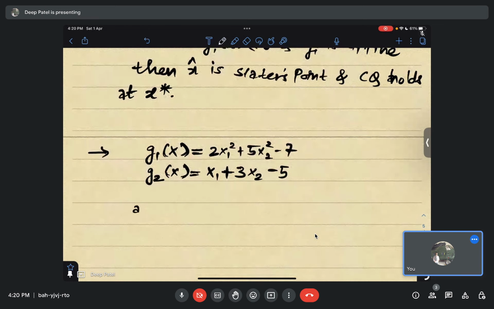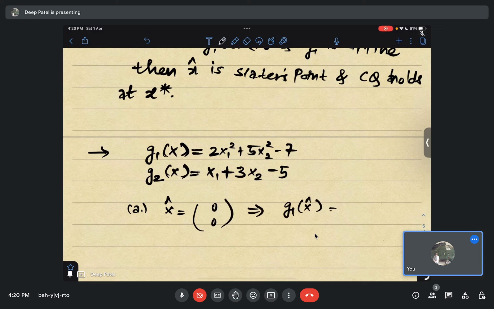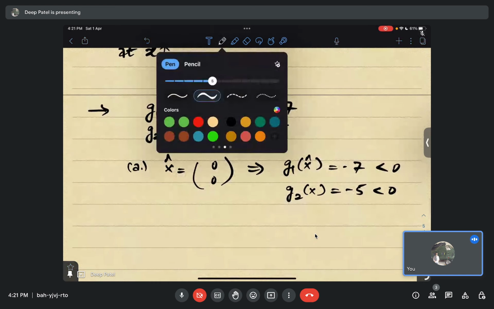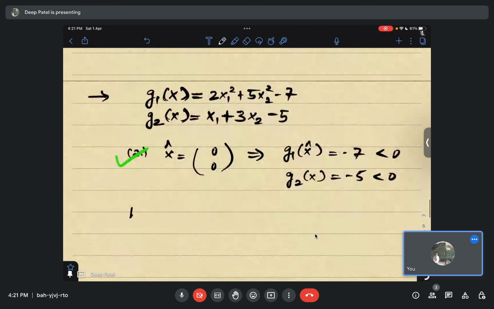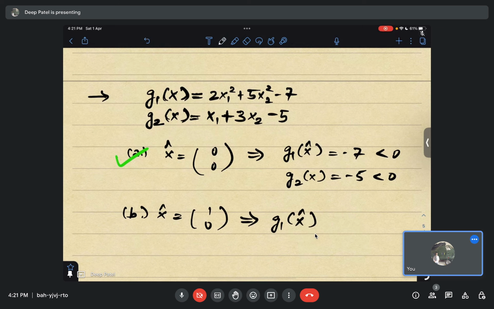So in the first case, the point x hat is 0 0. So what will that give us? G1 of x hat is minus 7, G2 of x hat is minus 5, both less than 0. So A is okay, right? A is a Slater's point. It's just a matter of checking this. There's nothing to it. Similarly here you can get minus 5 and it should be minus 4.